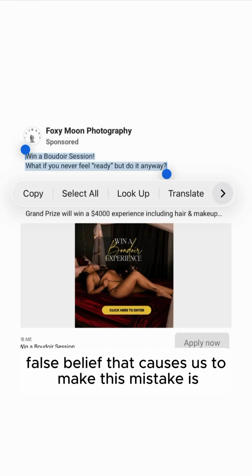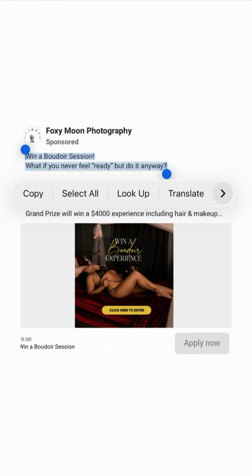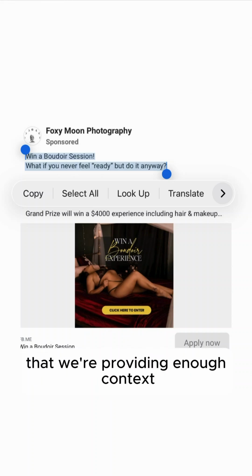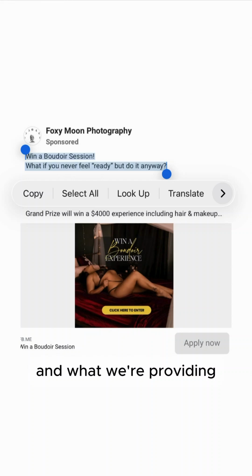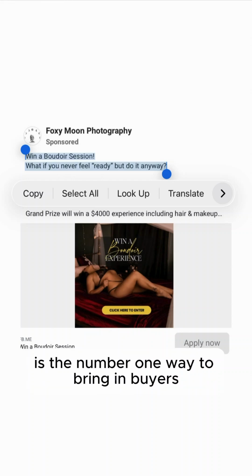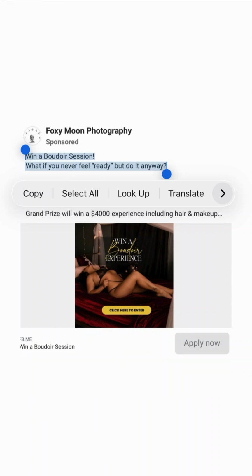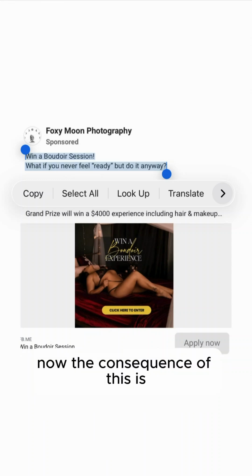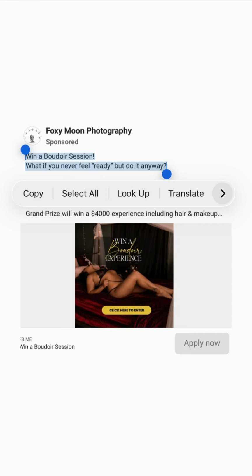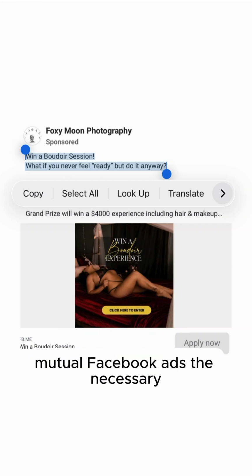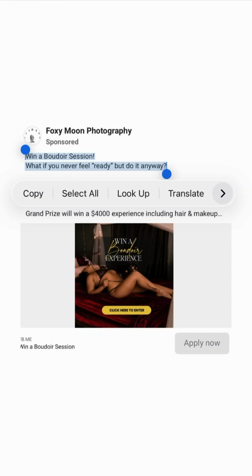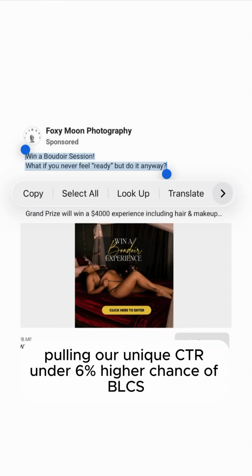The false belief that causes us to make this mistake is we're believing incorrectly that we're providing enough context, and what we're providing is the number one way to bring in buyers from a boudoir Facebook ad, and that is incorrect. Now the consequence of this is way more women are going to be scrolling by our boudoir Facebook ads than necessary, pulling our unique CTR under 6%, with a higher chance of BLCS.